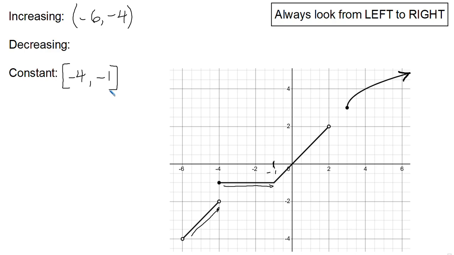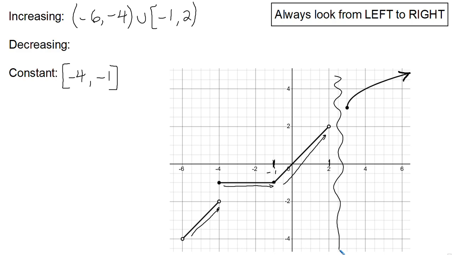Then it begins to increase again from x equals -1 to x equals 2. So we'll put a u, and this time it's an actual point here, not an open circle, so we'll use the bracket. And at 2, it's an open circle, so we'll use a parenthesis. Then we have a jump in the x values. There's no x values between 2 and 3, so we can't be increasing, decreasing, or constant there.